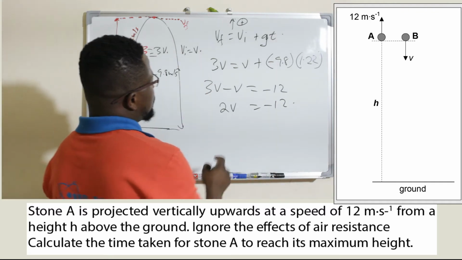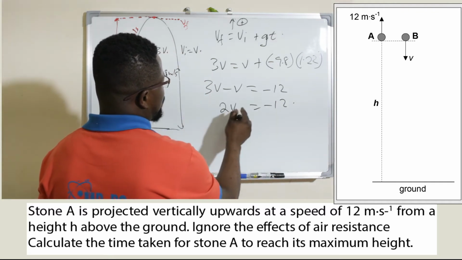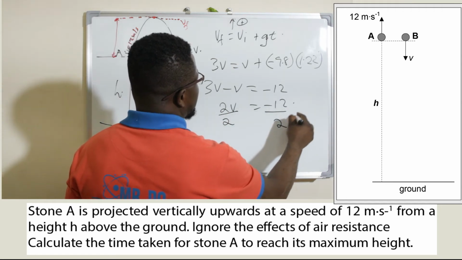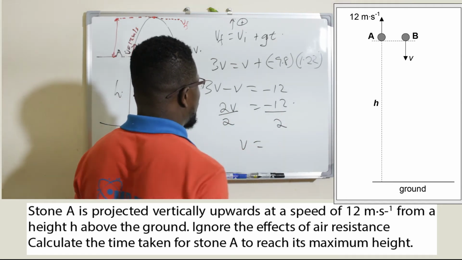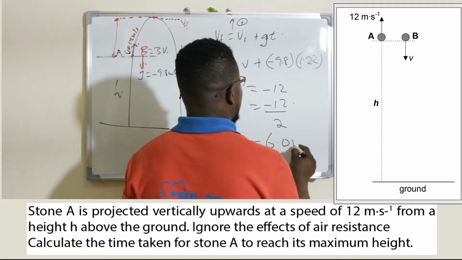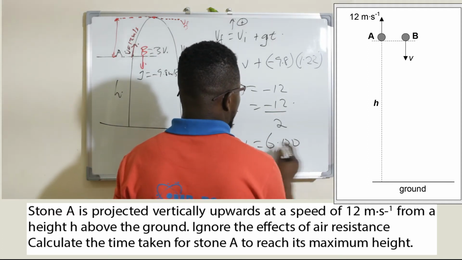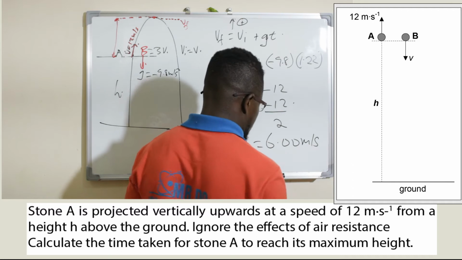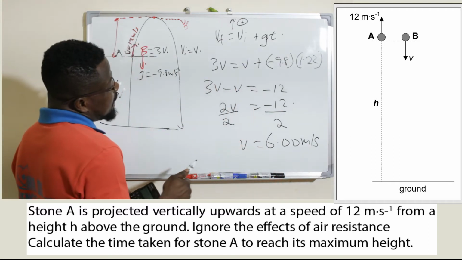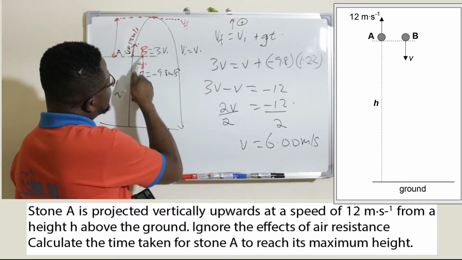And I need to straight away divide through by 2, and then let's see what we're going to have. So V is now equal to what? It's equal to 6.00. 6.00 what? Meters per second. So now this is the velocity with which the ball B.